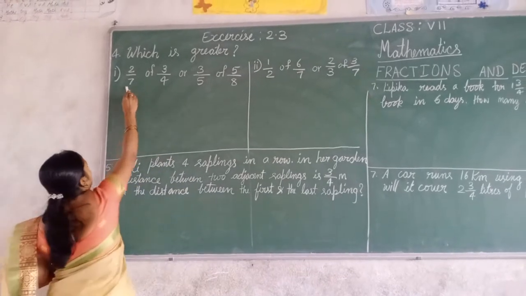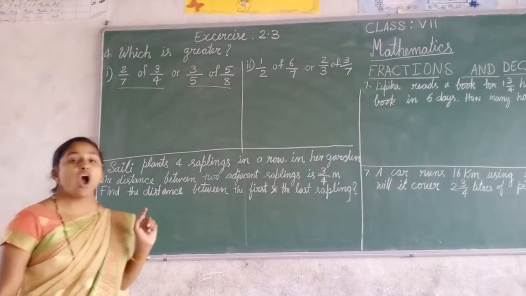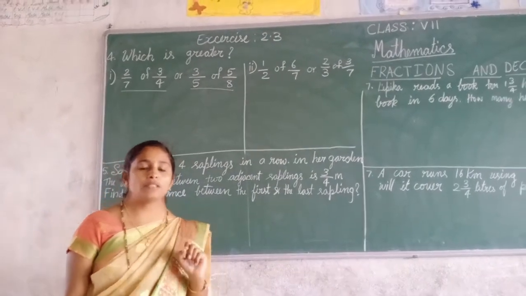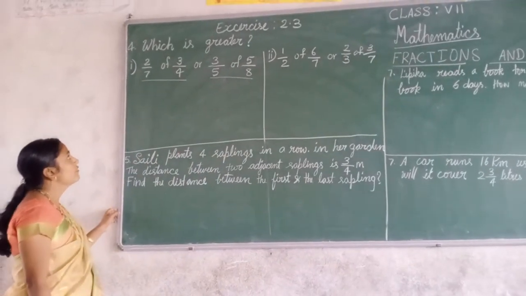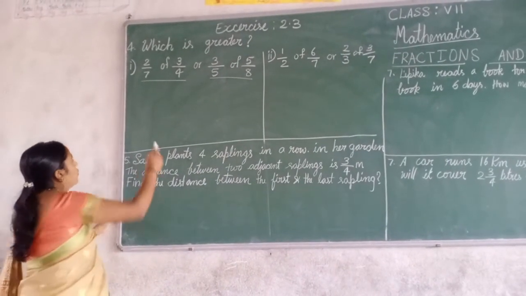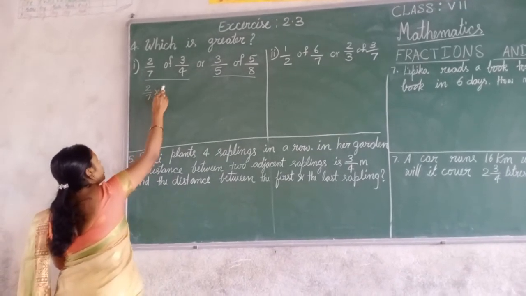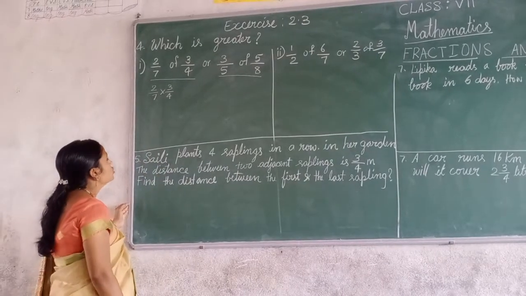First observe that there are two things. In between them they use the word "of". As we have learned, "of" represents multiplication. So 2 upon 7 of 3 upon 4. Let us find out that value: 2 upon 7 into 3 upon 4.